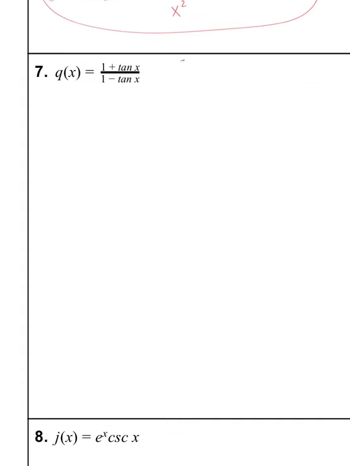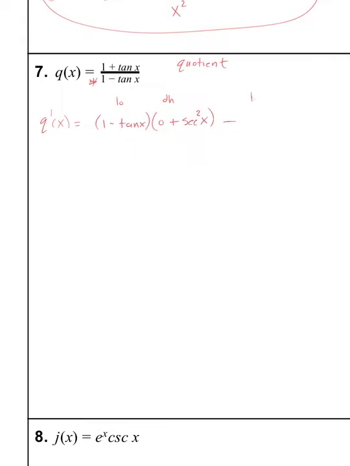Number 7 is also a quotient rule. That is a fraction, and there's no way we can simplify it. So, q prime of x. We start with low. The denominator always starts with low, as is 1 minus the tangent of x. Alright, for d high, we have to take the derivative of each term. So the derivative of this 1 is a 0. And then the derivative of the tangent is secant squared of x.